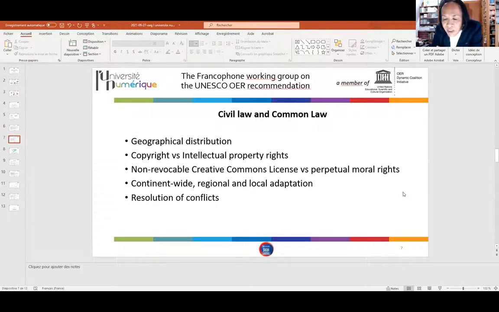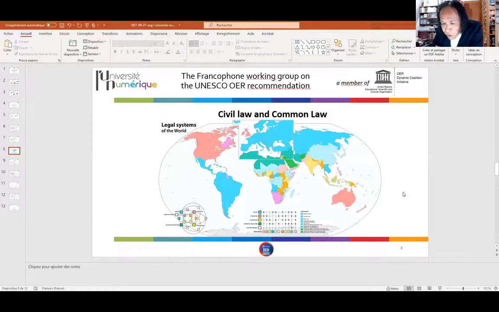First of all, the civil law versus common law distinction. As you may know, there are a number of legal systems in the world. The most well-known is common law, for the Anglophone countries. The civil law countries include both Spanish and French-speaking countries, as well as other countries such as Germany and Japan.